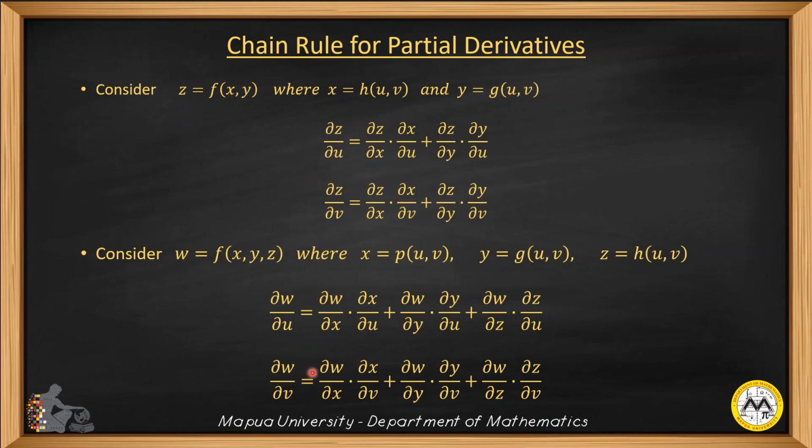And the partial derivative of w with respect to v would equal partial derivative of w with respect to x times partial derivative of x with respect to v, plus partial derivative of w with respect to y times partial derivative of y with respect to v, plus partial derivative of w with respect to z times partial derivative of z with respect to v.